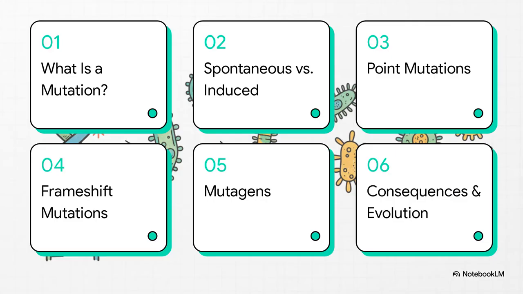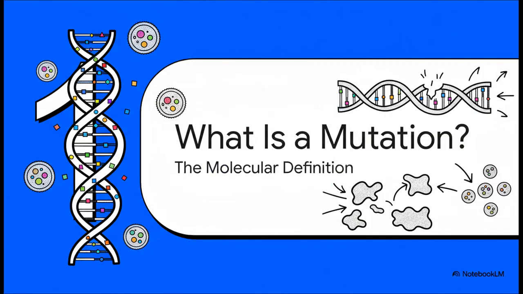So here's our game plan. First, we'll nail down exactly what a mutation is at the molecular level. Then, we'll look at where they come from. Are they spontaneous accidents or caused by outside forces? After that, we'll do a deep dive into the nitty-gritty of point mutations and the even wilder frameshift mutations. We'll unmask the agents of change, the mutagens, and finally, we'll connect all these tiny molecular events to the big picture, what it all means for microbes and their evolution. All right, let's get right into it and build our foundation.